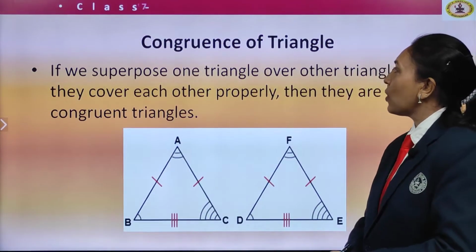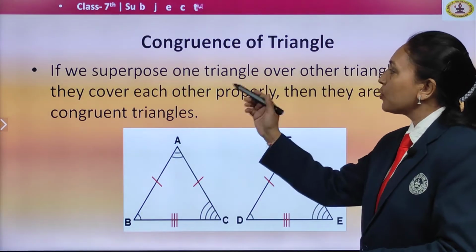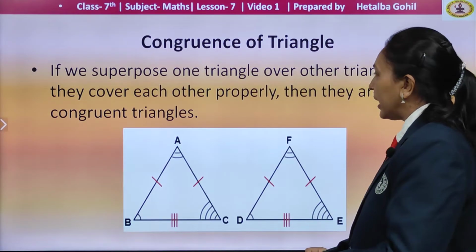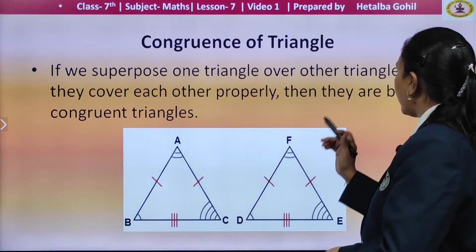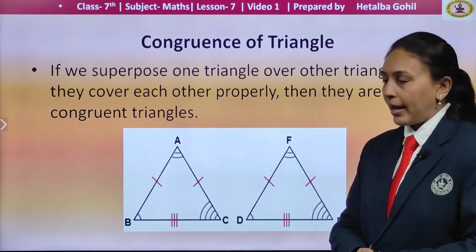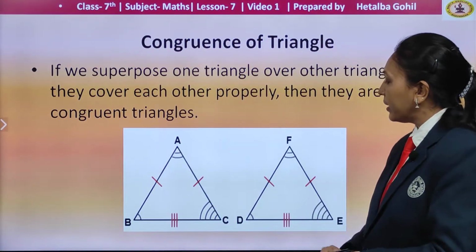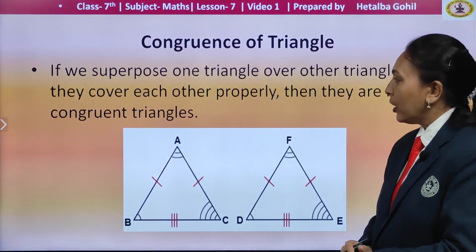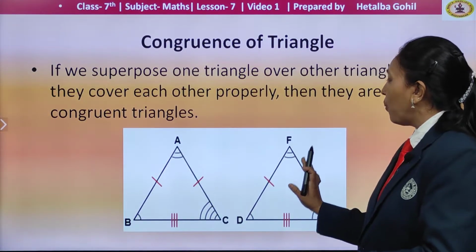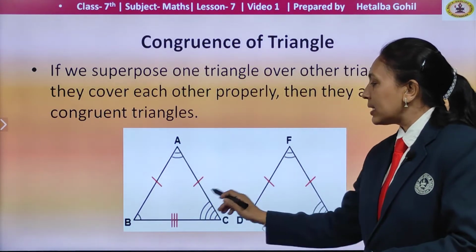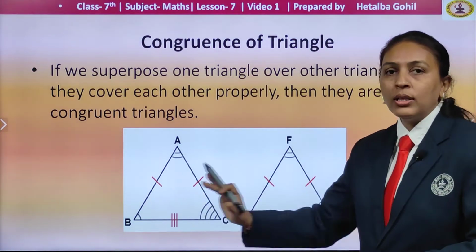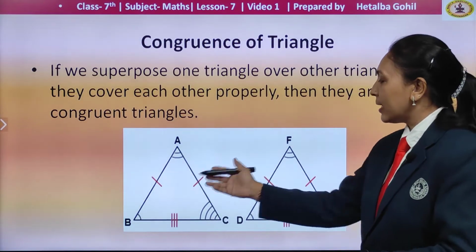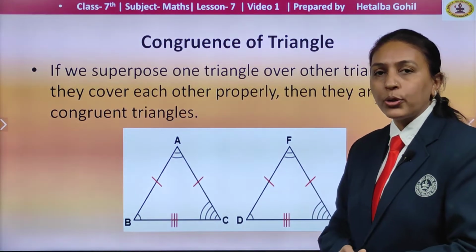Now, congruence of triangle. If we superpose one triangle over the other triangle and they cover each other properly, then they are congruent triangles. Children, you can see the figure here, ABC and DEF, two triangles. When I place one over the another, all the sides, all the angles and all the vertices will match one another. That means I can say that the two triangles are congruent to each other.